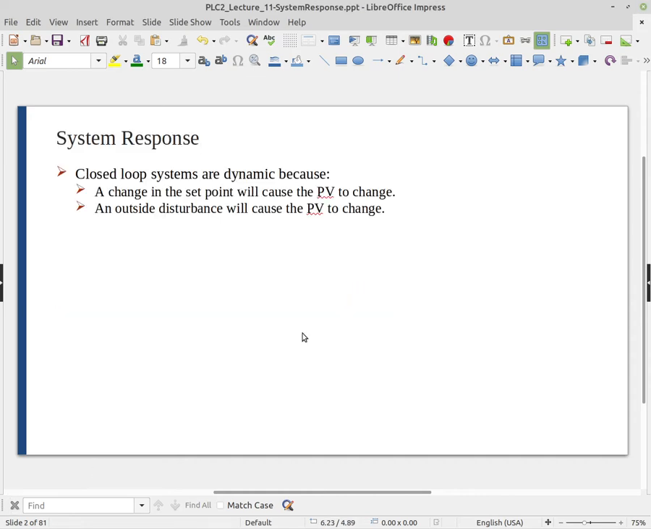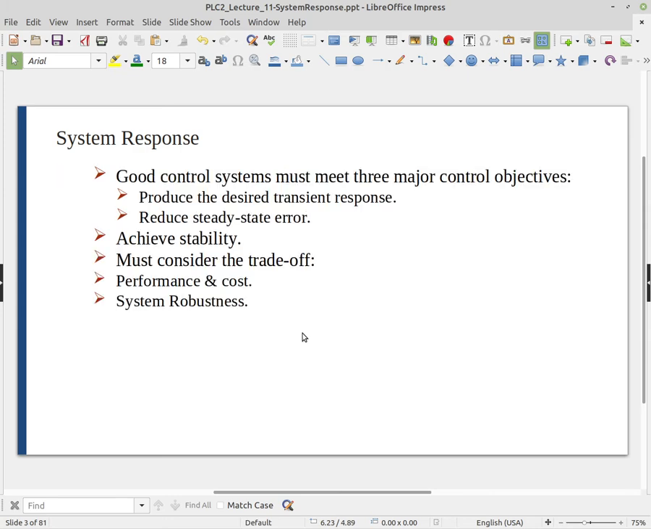Alright, so we've already talked about closed loop systems, and we know that closed loop systems are dynamic systems. They're going to respond to a change in a set point, and they're also capable of responding to outside disturbances because the process variable, that's what we're calling PV here, the process variable or the process parameter that we want to control is being fed back into the controller, the PLC, and we're going to set a control output in response to the error.